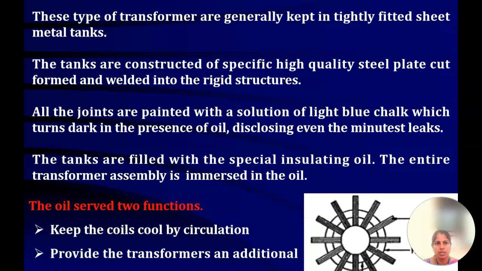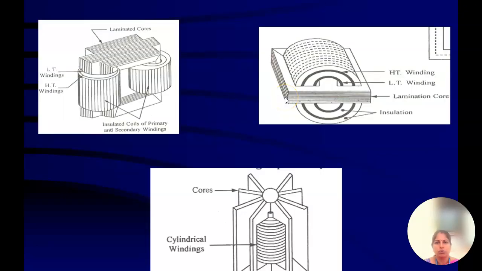And the last one is berry type transformer. These type of transformers are generally kept in tightly fitted sheet metal tanks. The tanks are constructed of specific high quality steel plate cut, formed and welded into rigid structures. All the joints are painted with a solution of light blue chalk, which turns dark in the presence of oil, disclosing even the minute leaks. So this is all about transformer basics. These are the three pictures of core type, shell type and berry type.